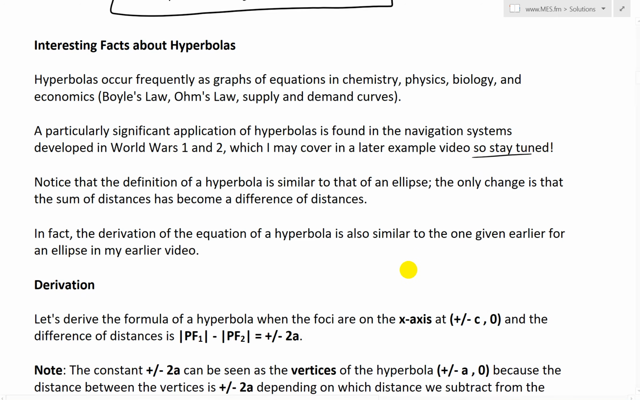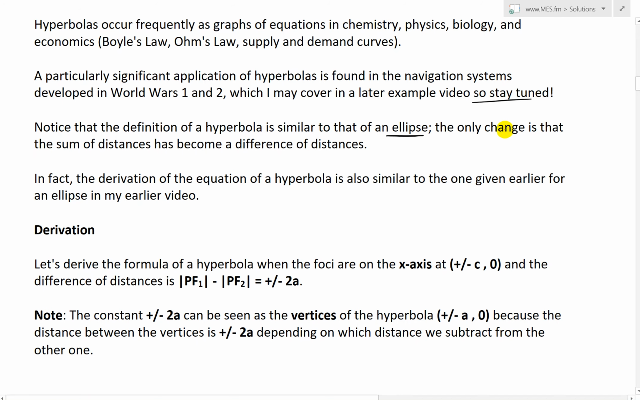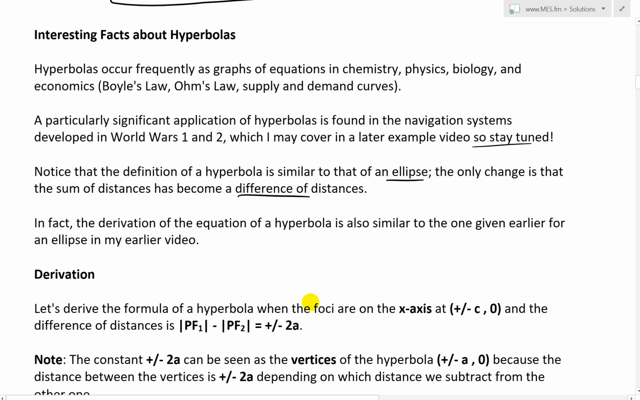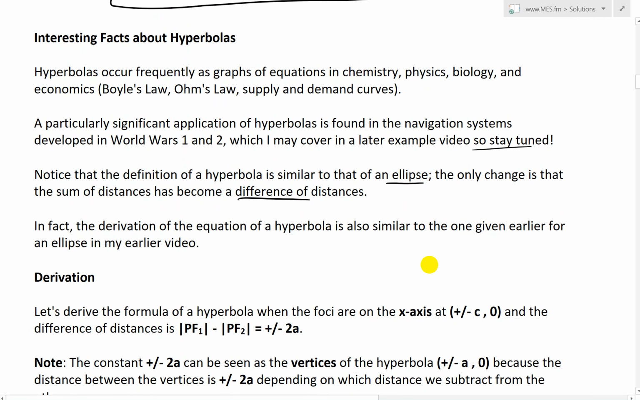Interesting stuff there. And also notice that the definition of a hyperbola is similar to that of an ellipse, which I covered in my earlier videos. I'll put the link in the description below. The only change is that the sum of the distances has become a difference. For an ellipse we had a plus, this one is just minus. So, very cool stuff.